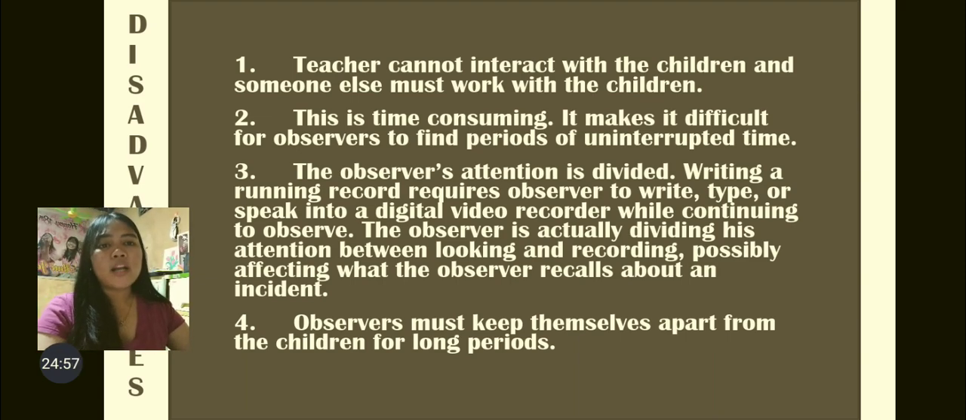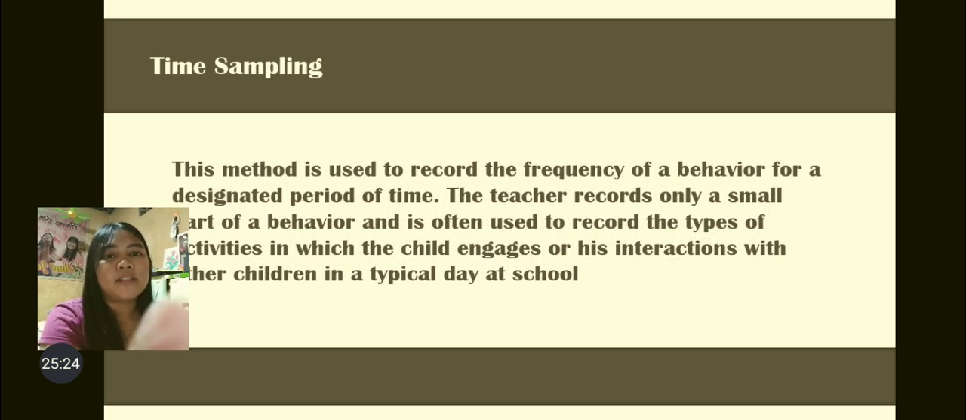The fourth one is observers must keep themselves apart from the children for long periods. So, it's just like number 2 and number 1, that the teacher does not need to interact during the observation time. So, that's all for the running record. Now, let's move on to the time sampling.